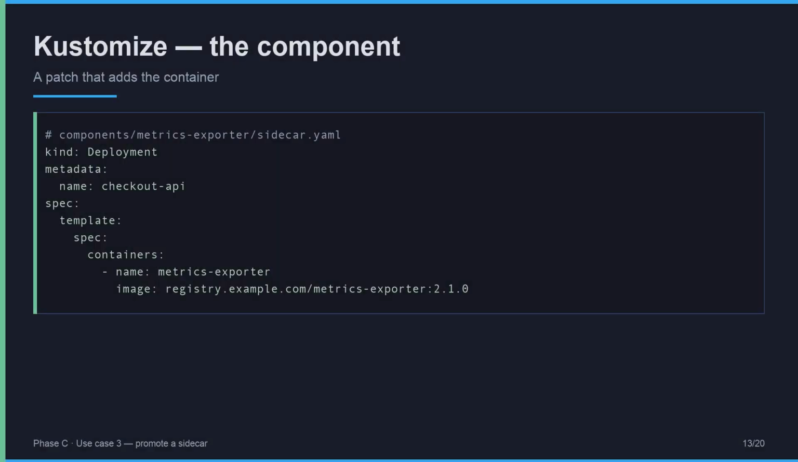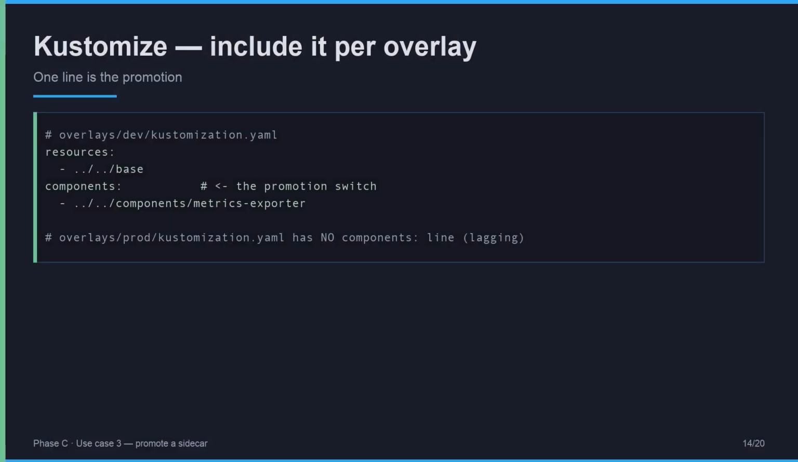Here is the components patch. It adds the metrics exporter container to the pod, merged by container name, so it appends without disturbing the existing checkout API container. This patch lives in the component folder, written once. Any overlay that includes the component gets this sidecar, and here is the promotion switch.